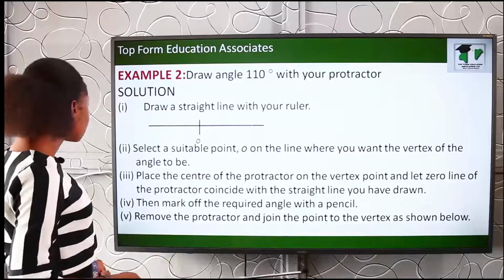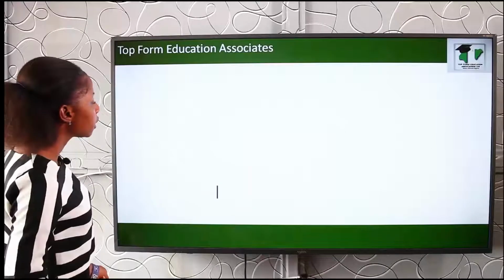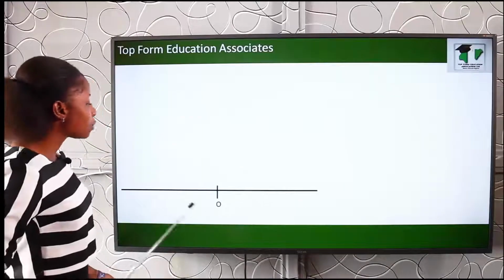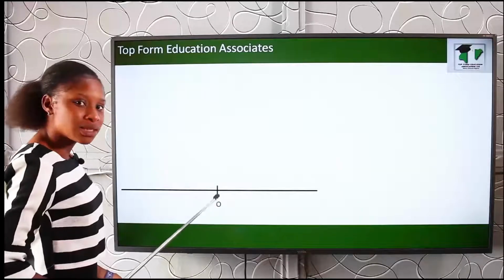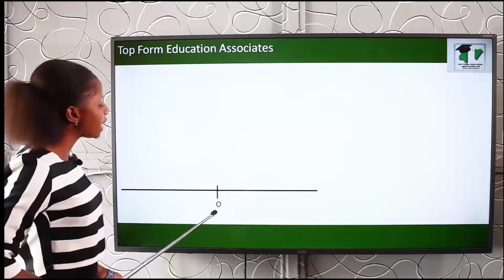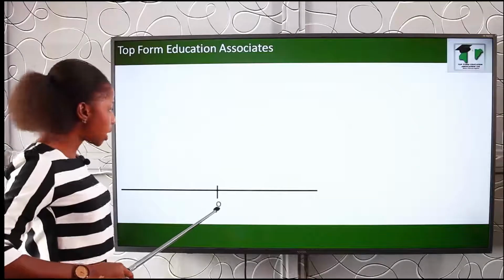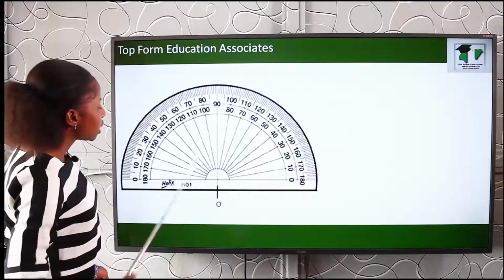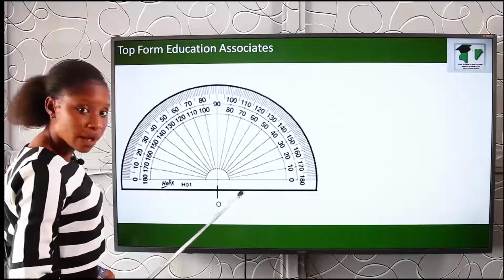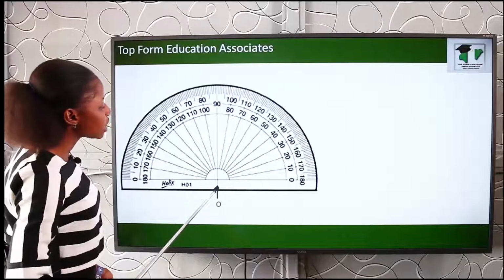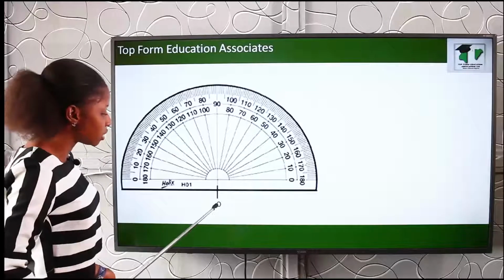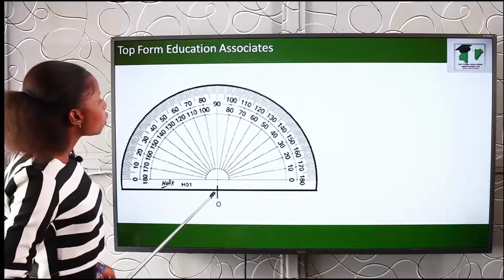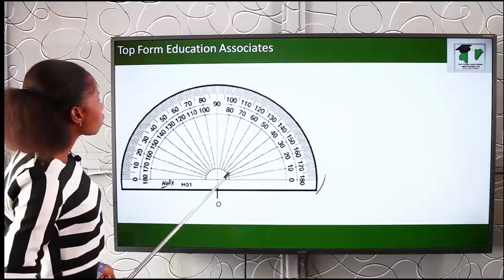Now let's practicalize it. Okay, now this is our straight line. We have drawn our straight line, and we have marked where we want the vertex of our angle to be, and we have named it point O. Okay, now next we are going to put our protractor on the straight line we have drawn and make sure that the center point coincides with the vertex, coincides with O, which we have marked. Now we are going to mark our angle.